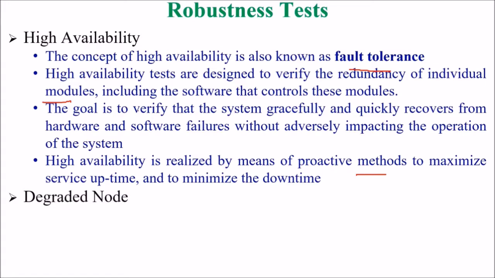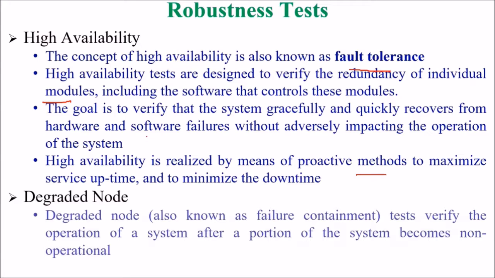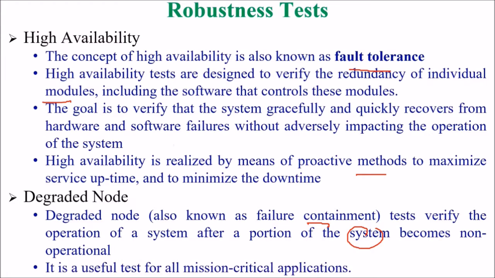Then comes the degraded node. Degraded node, also known as the failure containment. This test verifies the operation of a system after a portion of the system becomes non-operational. So if one node is not working, others should not be so much dependent that they also stop working. So it is a useful test for all mission critical applications.